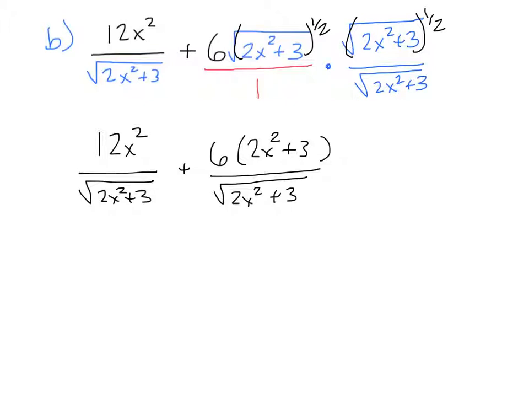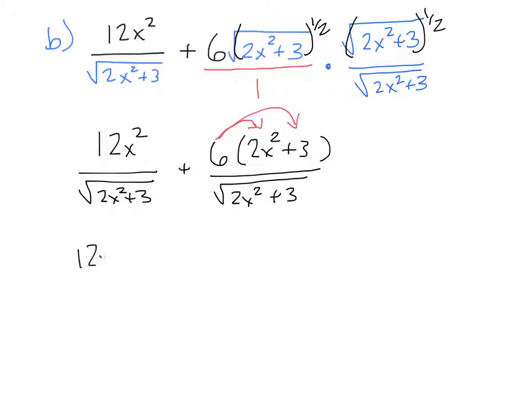You can also think of it as the square root of 2x squared plus 3 times the square root of 2x squared plus 3 ends up being 2x squared plus 3. So either think of it as radicals or of exponents. Either way, you end up with 2x squared plus 3 to the first power. And then you'll notice that we can distribute here. So I'll do 6 times 2x squared and 6 times 3.